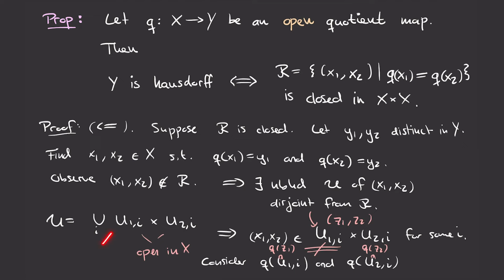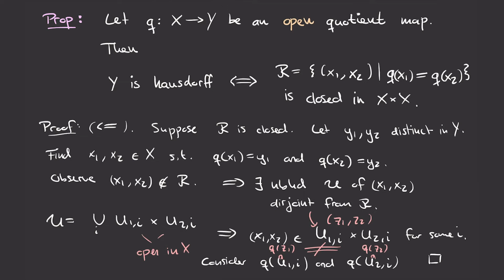Finally, we used the definition of the product topology to find a set of this form, U1i times U2i, in which this tuple x1, x2 lives, and then we individually mapped U1i to Y using Q and U2i to Y using Q. Then, using the fact that Q is an open map, these sets here are actually open neighborhoods of the points y1 and y2, and moreover, they are disjoint from one another because this product set here was chosen in such a way that it's disjoint from R. And with that, we conclude the proof.